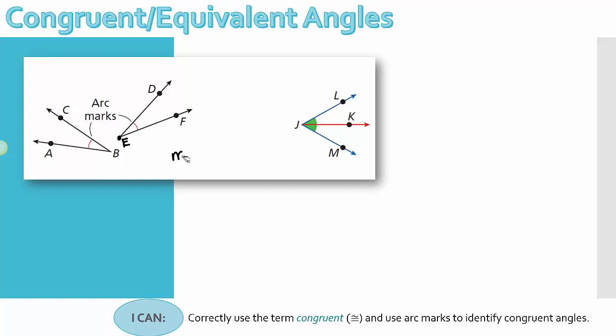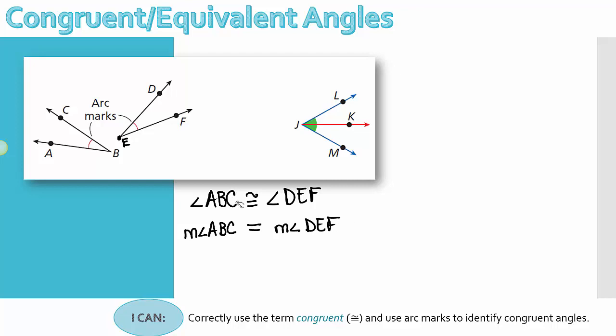So there's two ways I can write this. I would say angle ABC is congruent to angle DEF, or I would say the measure of angle ABC is equal to the measure of angle DEF. Again, I want to say angles are congruent. The measures of angles are equal. Objects are congruent. The measure of the objects are equal.